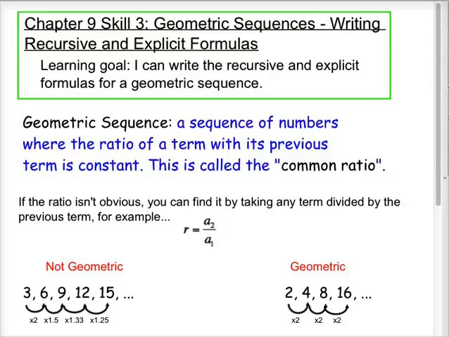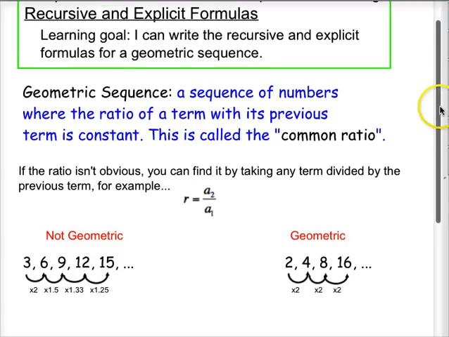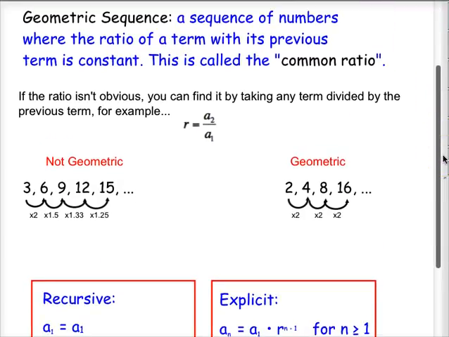Welcome back. So, we're still working with our sequences. However, today we're moving on from arithmetic. We're going to consider something called geometric. Now, what geometric means is that instead of adding the same thing over and over again, we're talking about multiplying the same thing over and over again.